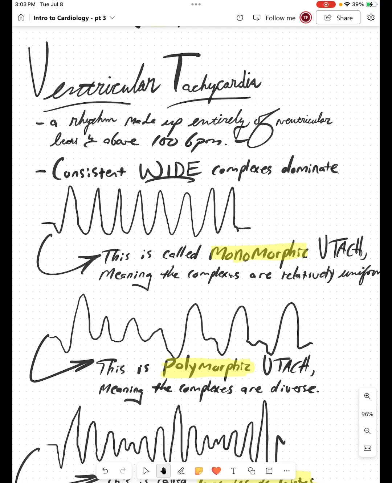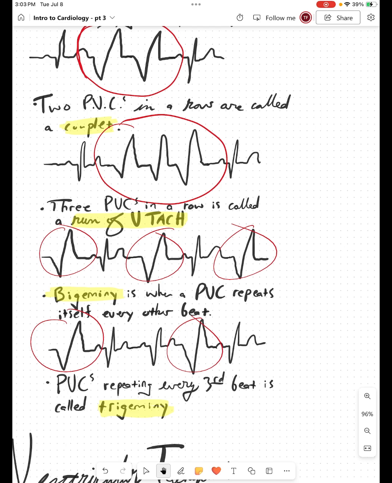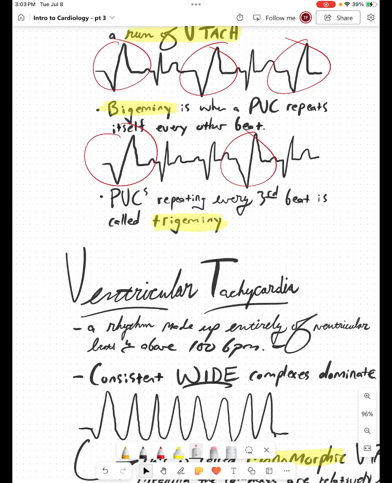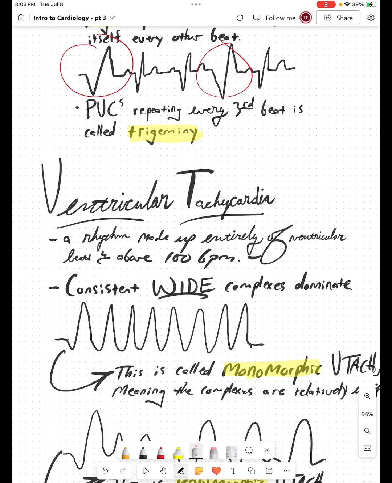So now that we've talked about PVCs, let's talk about ventricular tachycardia. We actually kind of already almost had a little segue into it when we talked about our run of VTach, which is when we have 3 PVCs in a row. Because it is so continuous, they just call that a small burst of VTach. If you were to extrapolate that and just keep going, that's all VTach is. It's a rhythm made up entirely of ventricular beats, and it is above 100 beats per minute.